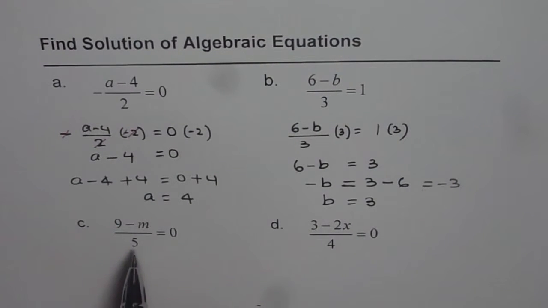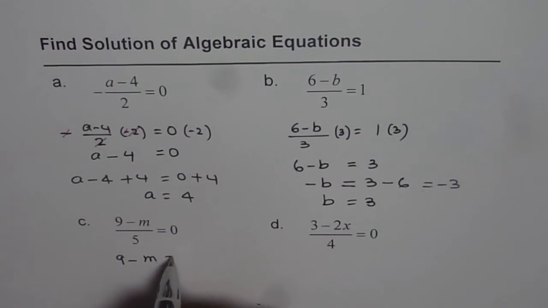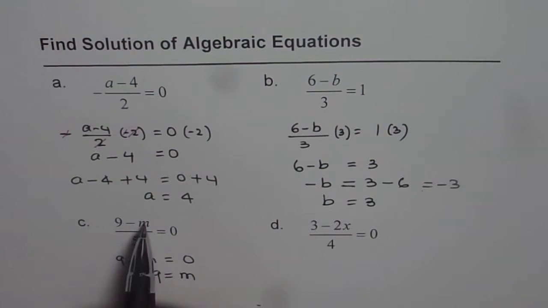Now C is very much like A. The only difference is we do not have a minus here. So in this case, let us just multiply both sides by 5. So what do we get? We get 9 minus m equals 0, since 0 times 5 is 0, right? Now what is m equal to? Sometimes you can take m to the other side, especially when it is negative. So we can write 9 equals m, which is the same as m equals 9. So that is the solution, right? m equals 9. If I place m as 9, 9 minus 9 is 0, I do get 0. So that is the right solution.